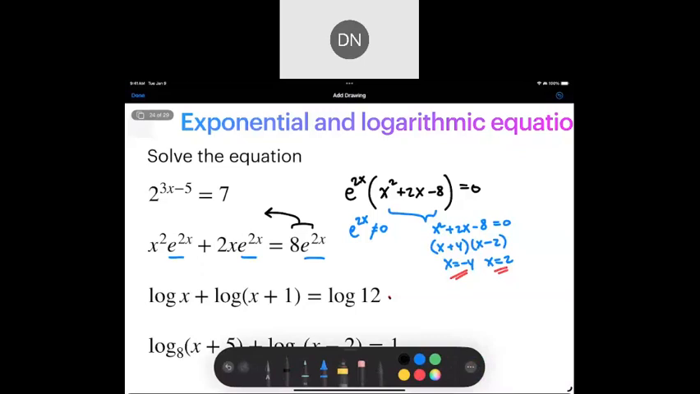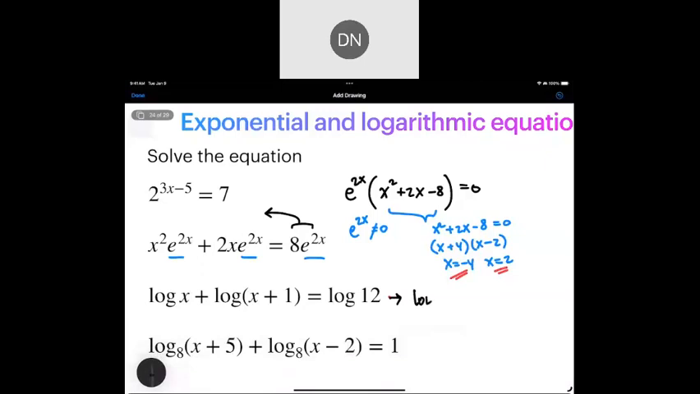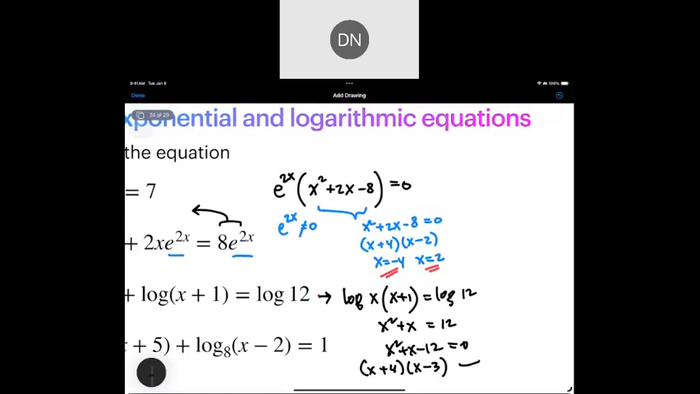Okay. So actually, what Dang said is we take the product rule for the log, right? So that is the way. So we have x squared plus x equals 12, or x squared plus x minus 12 equals 0. So from here, we get that x is -4 and x equals 3.